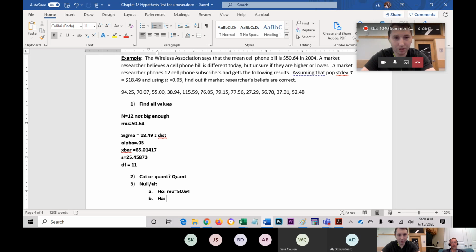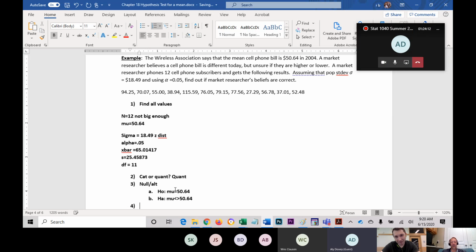Wouldn't this one be mu does not equal 50.64? Why did you say that? Because the researcher's unsure if the cost should be higher or lower. He just thinks it's different from that. Right. Okay. Do you agree with that, Allie? Yes. All right, good job. And I like how it was yes, not yes. All right, step number 4, Seth, what is it?